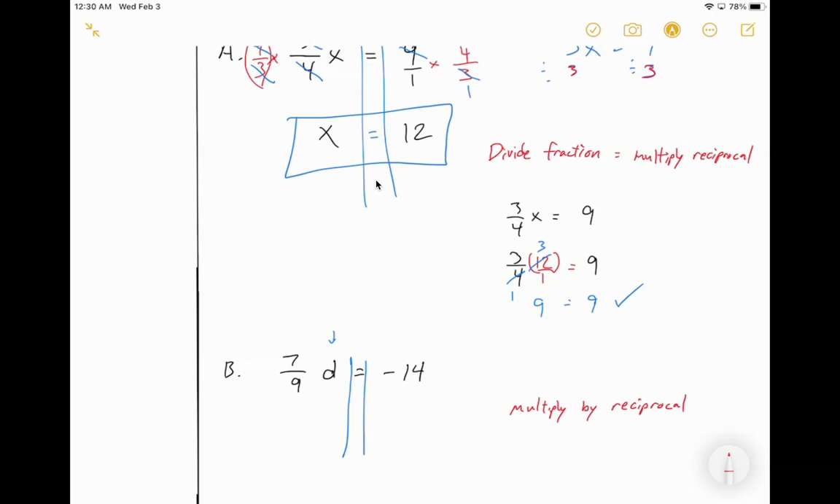Okay, so here we go. Let's multiply by the reciprocal. Reciprocal of 7/9 is 9/7. I'm going to do that on the other side as well. What you do on one side, you must always do to the other. Okay, I'm going to make this a 14/1.